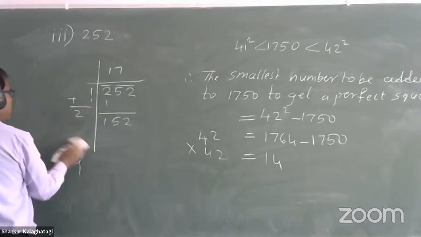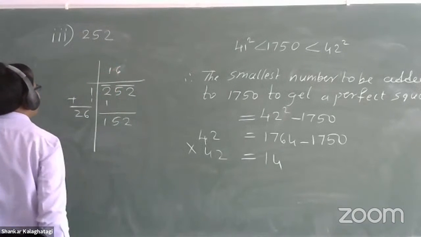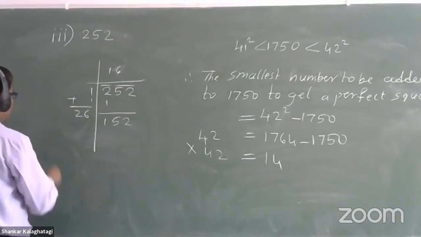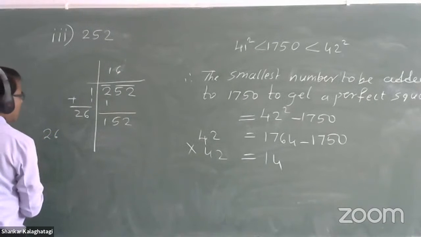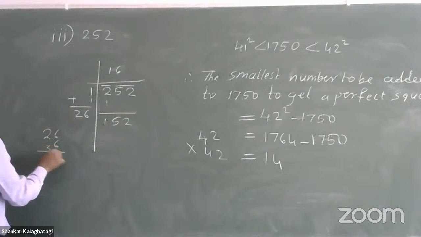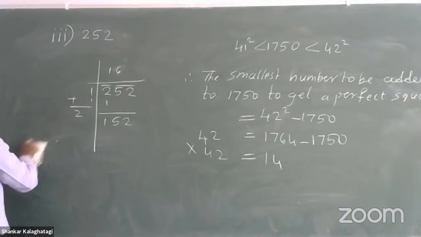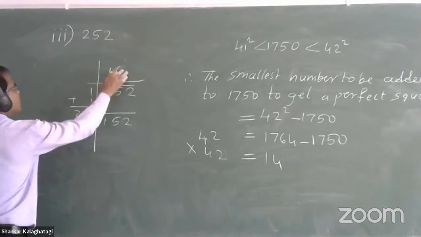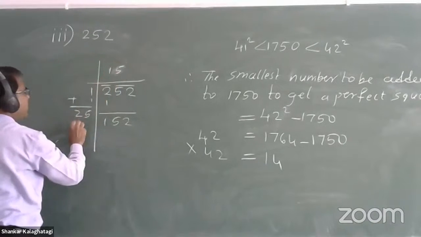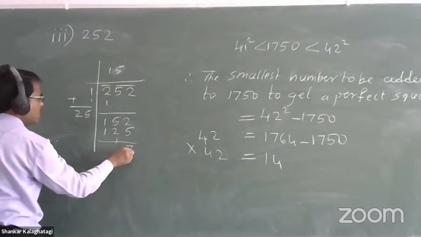26 sixes you should take. 26 sixes, 156 will come. 6 sixes are 36, 6 twos are 12. 156 will come, so you should take 5. 25 fives are 125. So 12 minus 5 is 7.